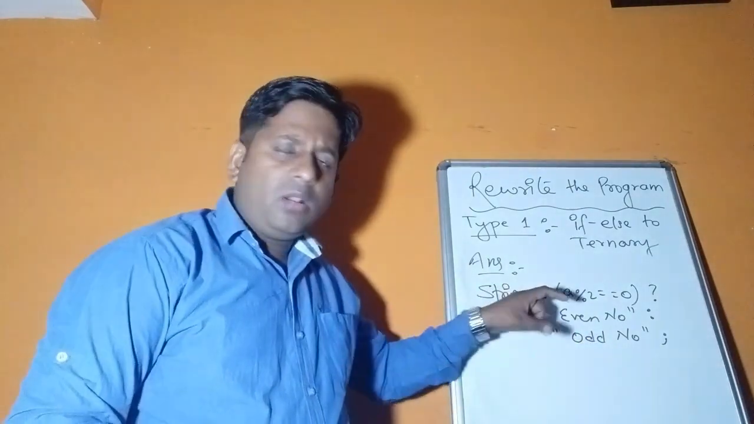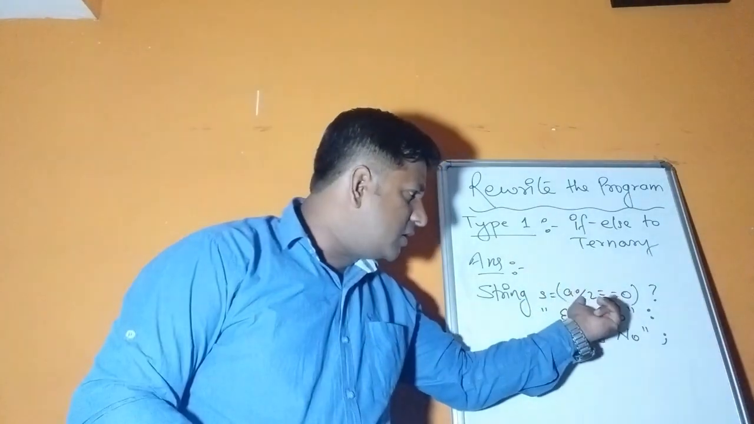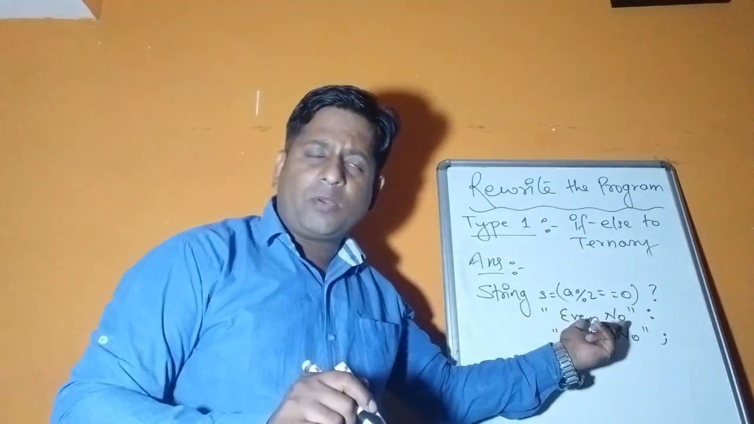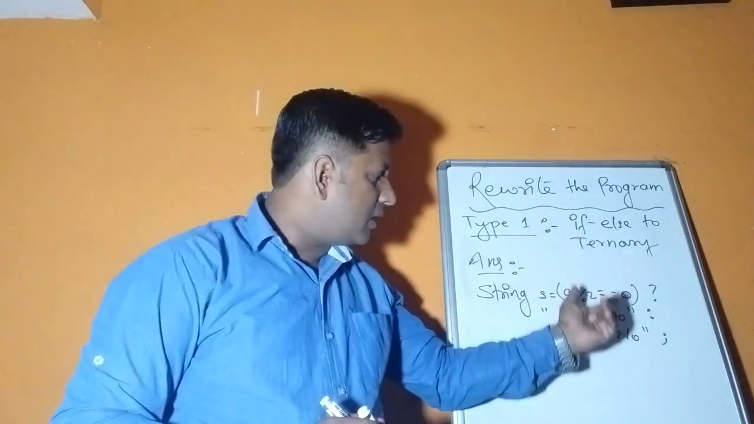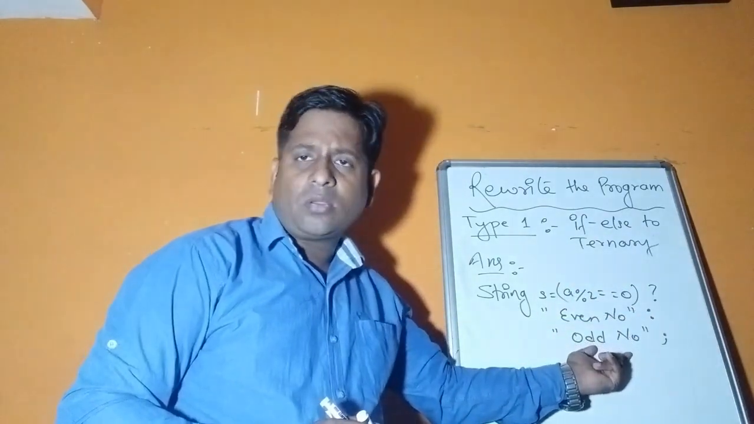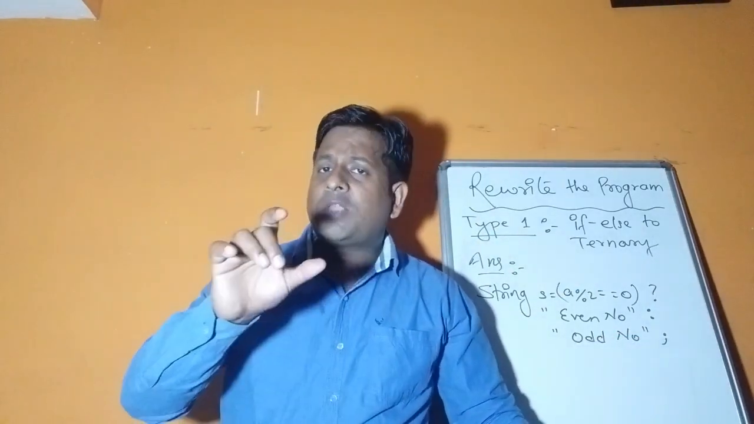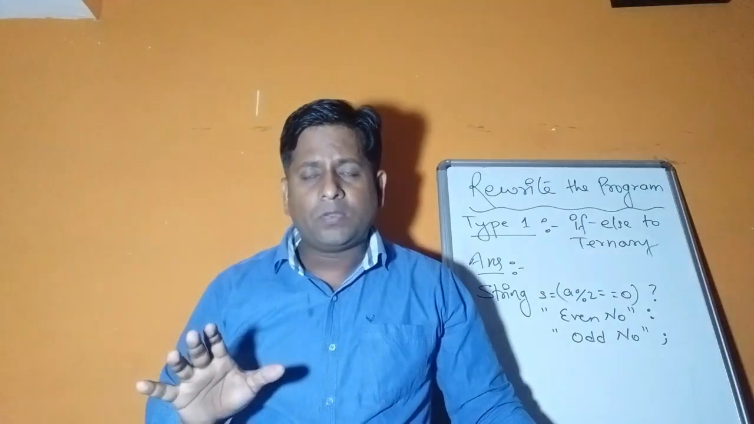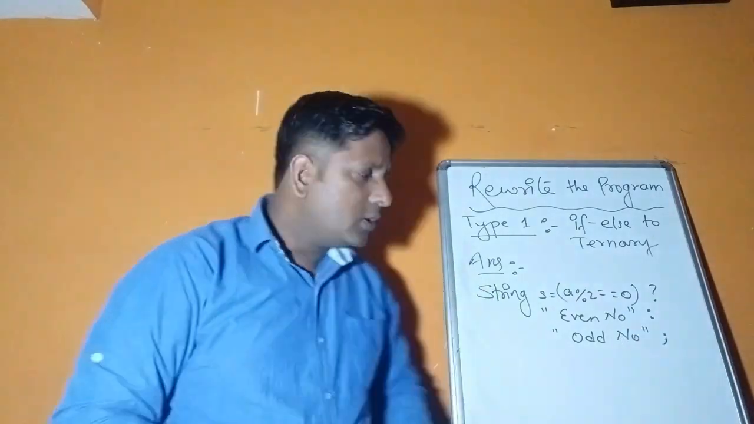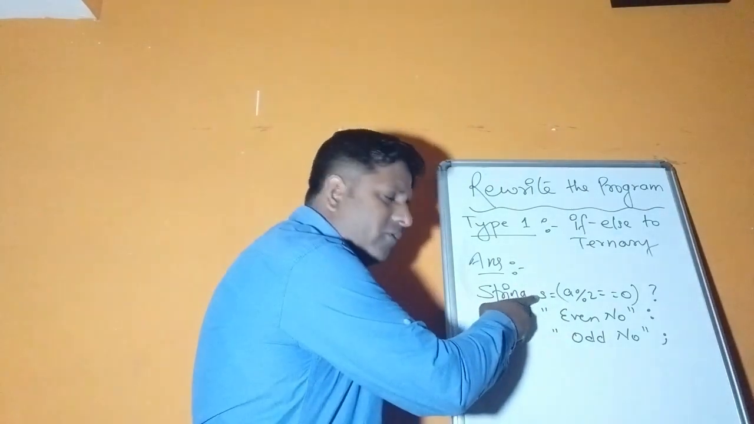So see children, how if else can be converted to ternary operators. It's very simple. The condition part is written first as expression 1, and if this condition is true, the printed statement after the question mark is used. If this condition is false, then after the colon, the other printed statement is written. In the if else question, there was system.out.print, so we need to print either even number or odd number.